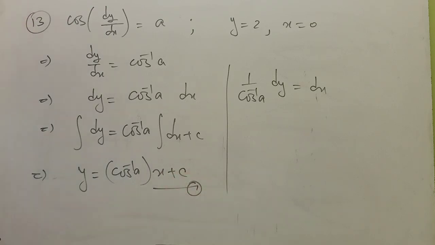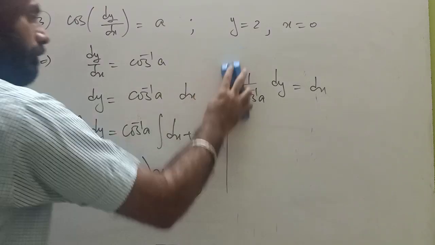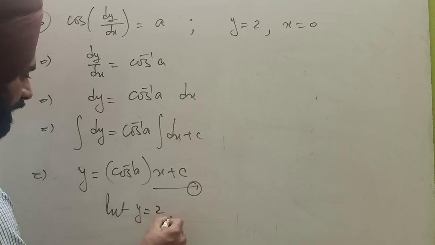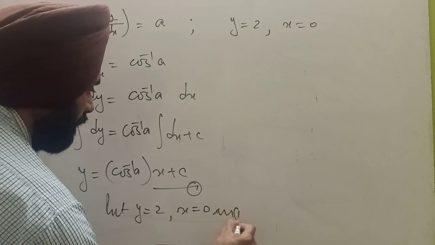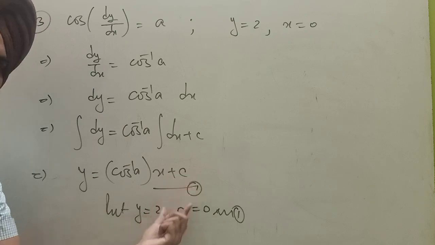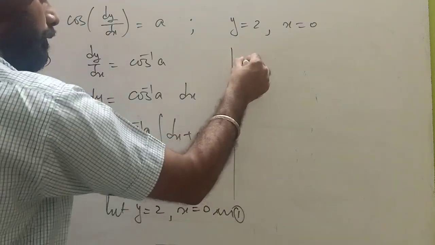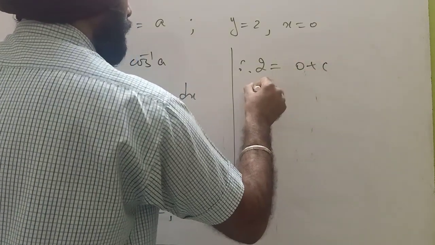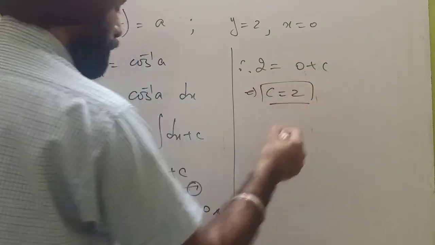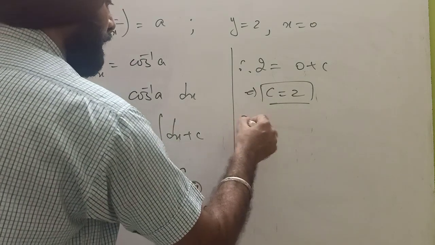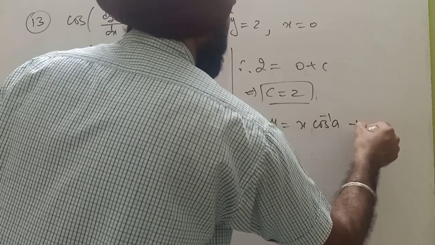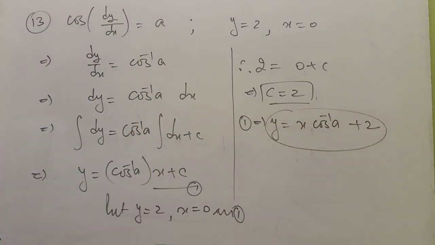Let us take number 1 equation. Now we have to put the condition, and the condition is y = 2 at x = 0. Put y = 2 and x = 0 in number 1. This condition is for finding the value of c. Therefore y = 2 and x = 0, 0 plus c, so the value of c is 2. Put the value of c in number 1. Therefore number 1 implies y = x cos inverse a plus 2. This is the final answer.